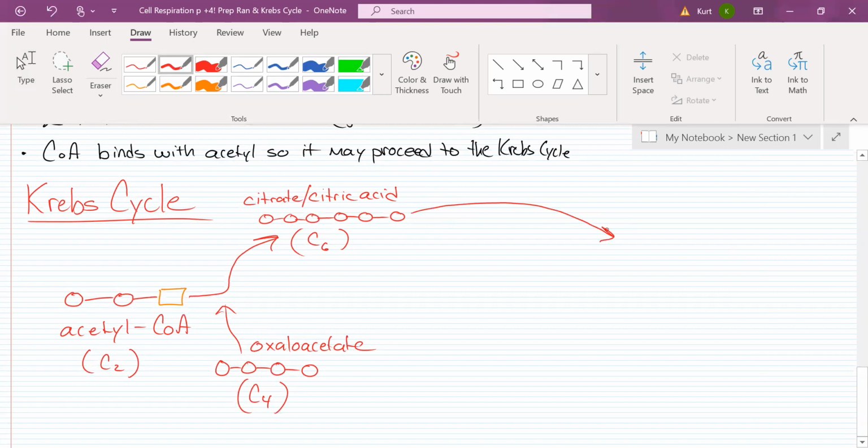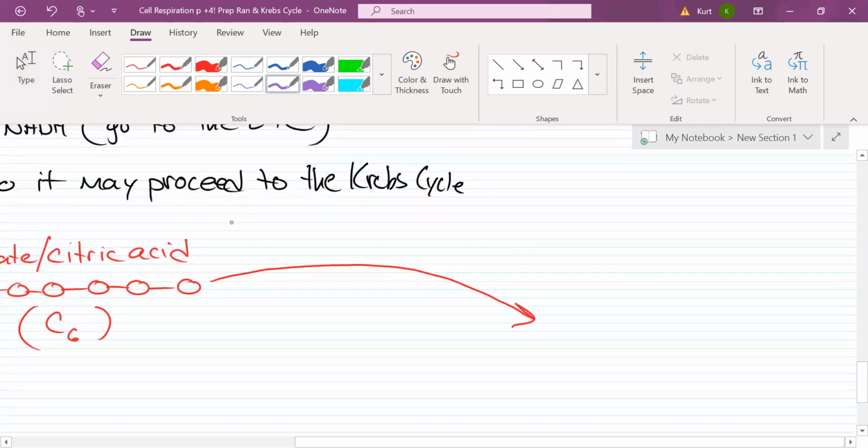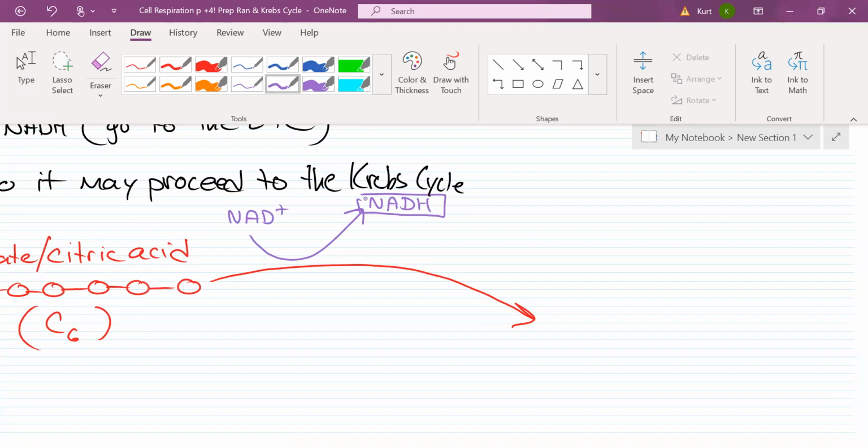Now, after citric acid is formed, a couple things happen. Your electron carrier comes back in, and it oxidizes the citric acid to form NADH. I want to remind you again that in this diagram as well, everything is doubled. If you want to write that down, everything is doubled, just as it was in the prep reaction. I don't have time to draw everything twice.